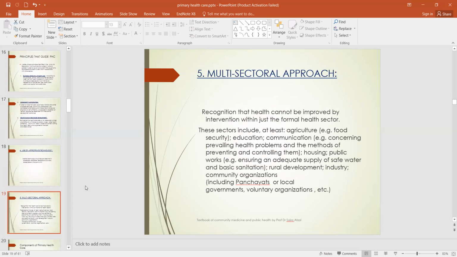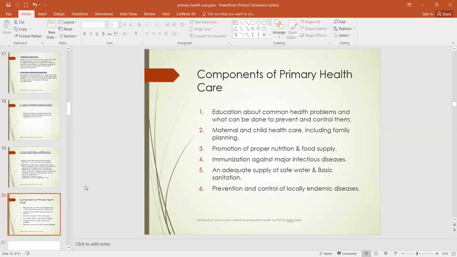And the fifth principle is multi-sectoral in approach. In the multi-sectoral approach, they discuss that different sectors are involved in making primary health care possible. Recognition that health cannot be improved by intervention within just the formal health sector. The sectors include at least agriculture, education department, communication, housing, public work, and adequate supply of safe water and basic sanitation, rural development, industry, and community organization like panchayats or local government and voluntary organization.